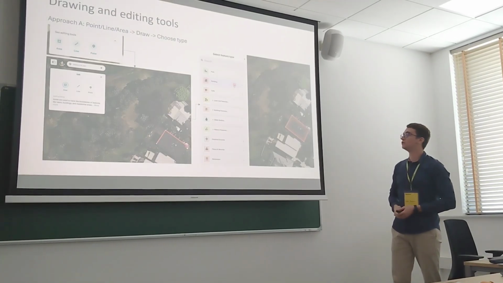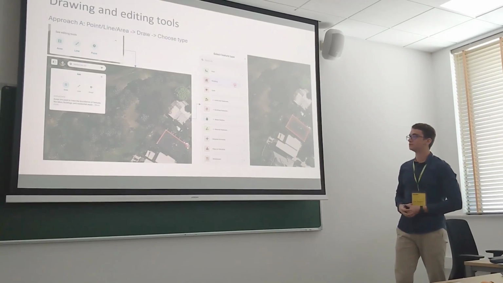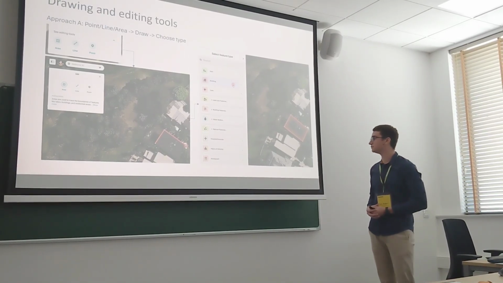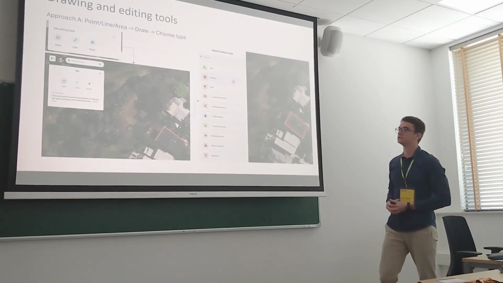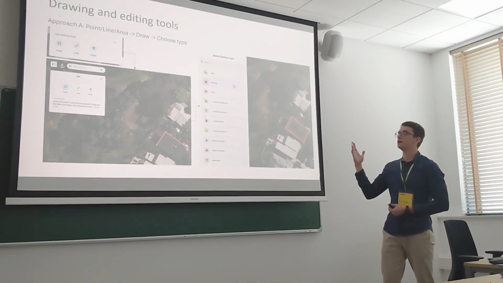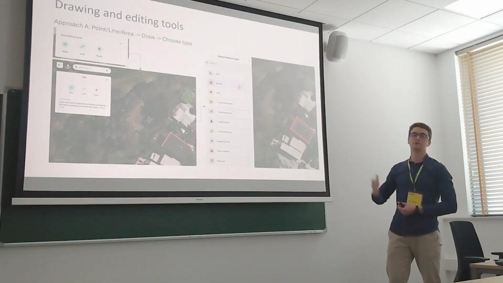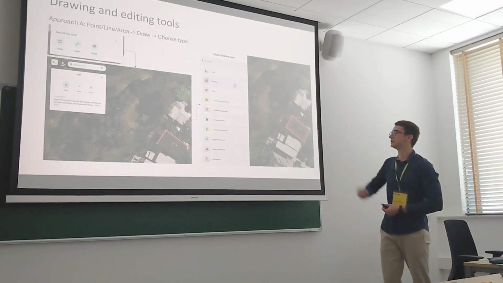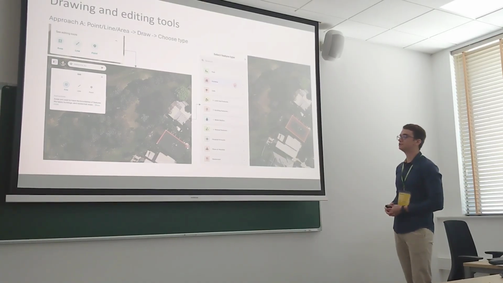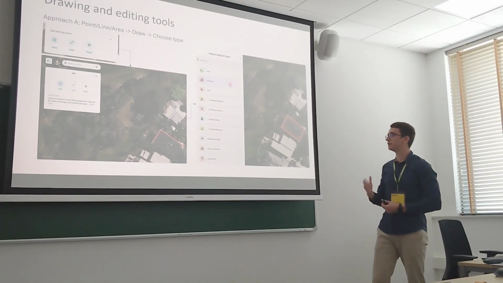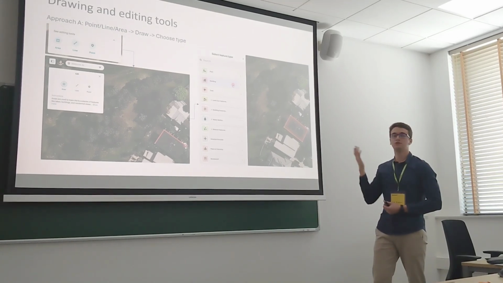Okay. I also wanted to briefly talk about how to actually add an object and what we considered in Map Builder. There is basically the iD approach, where you first choose to add a point, line, or area, and then you draw, and then you select the type, right? And so the question is, for new users that don't have any expertise with mapping, is this intuitive?